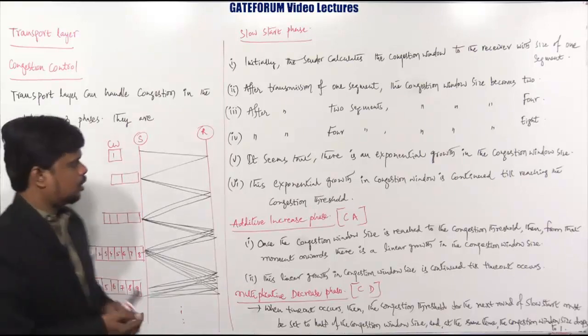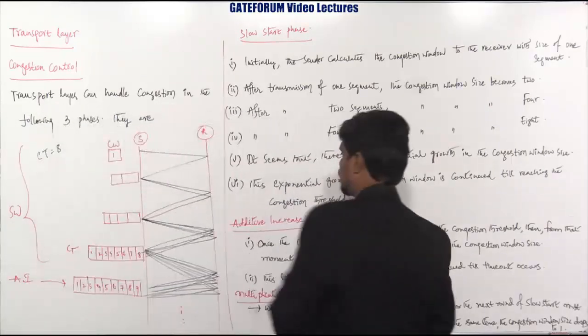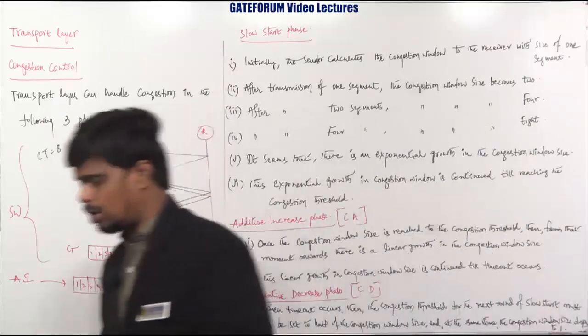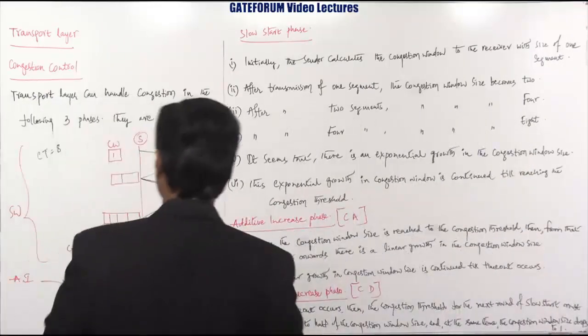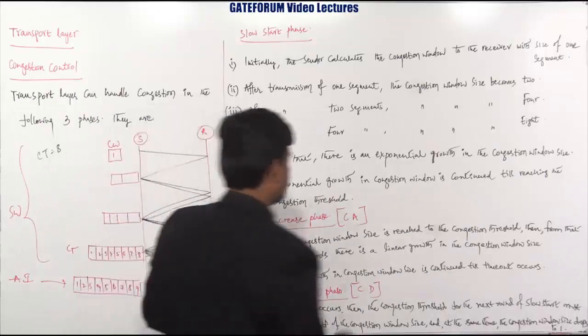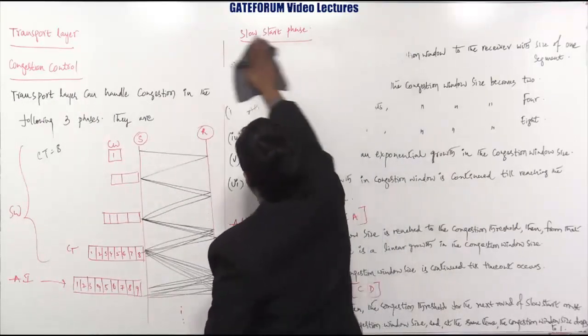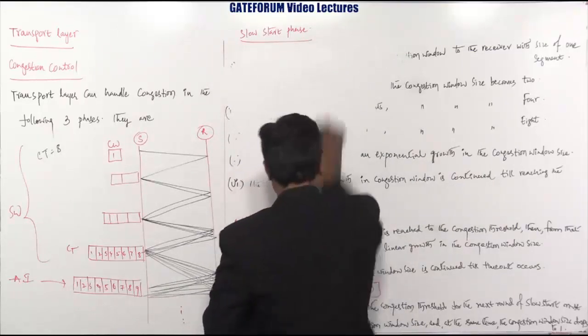Okay. So now this whole scenario we are going to express in a plot. If we understand that plot, then it is easy to solve the numericals based on this TCP congestion control. Okay. Right. So now we are going to draw a plot here.